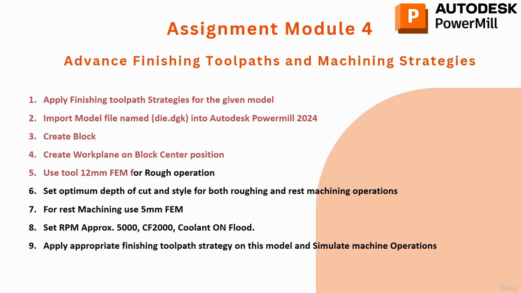You have to apply the first roughing operation, which we have done in module number 3, and then you have to set the optimum depth of cut and style for both roughing and rest machining operations. For rest machining operations, you have to use a 5mm flat end mill. Then you have to set approximately 5,000 RPM and a cutting feed of 2000, coolant on flat, and at the last you have to apply the appropriate finishing toolpath strategies on this model and simulate the machining operations.